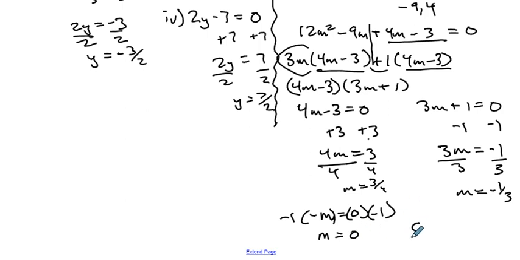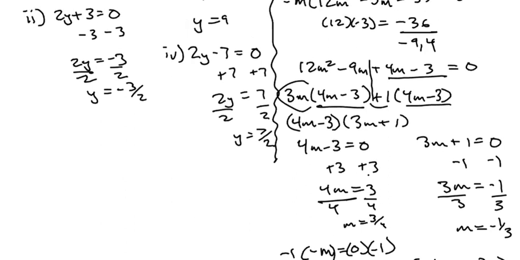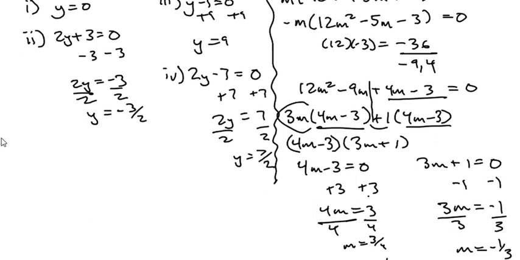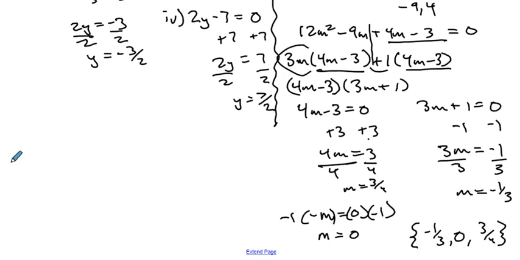And so your three solutions are negative 1/3, 0, and 3/4. And those are our three, and in this case, real solutions that make this equation come true. Okay, so I hope this is helpful, and good luck with these.